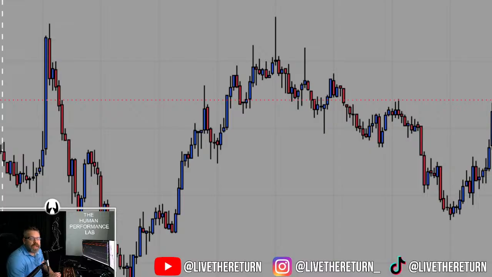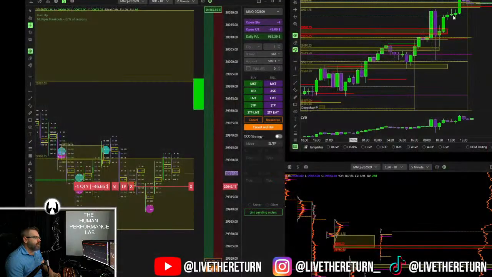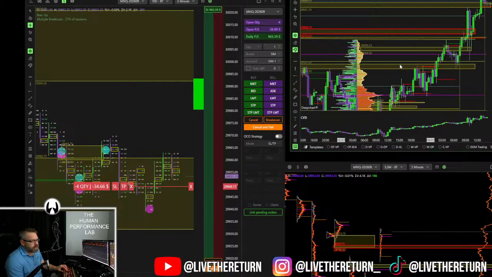On the execution, you added to get a better average entry and took your add off to normalize risk. Is that exactly what I did? Yes. And not just to normalize risk, okay? This is a scalp for me, because we're in a trend in the 30-minute chart. The 30-minute chart is absolutely trending.